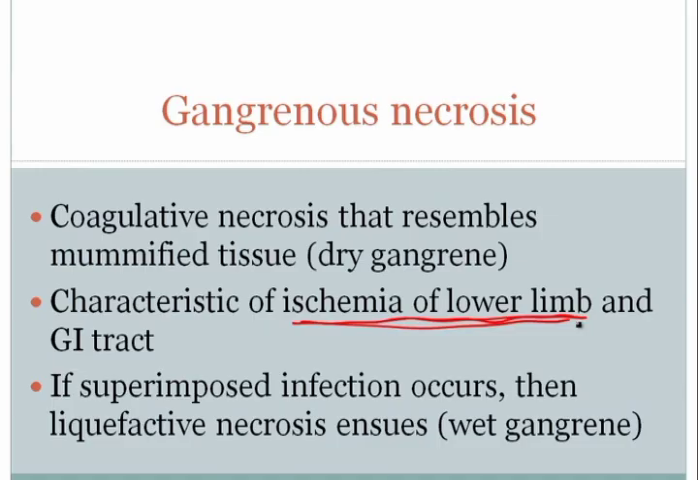Now, diabetics get occlusion, or I should say partial occlusion, of the popliteal artery due to atherosclerosis, and that can result in decreased blood flow to the lower extremity, which can subsequently cause gangrenous necrosis of that lower extremity.